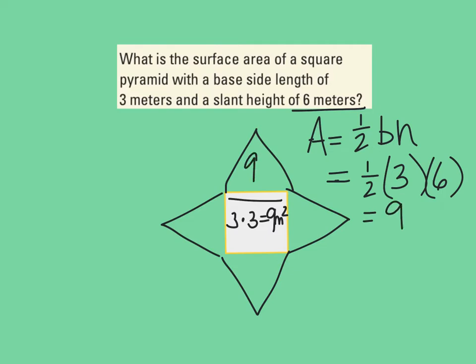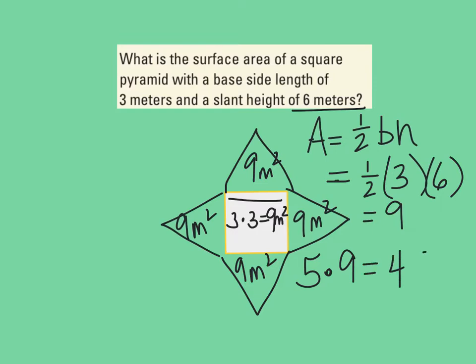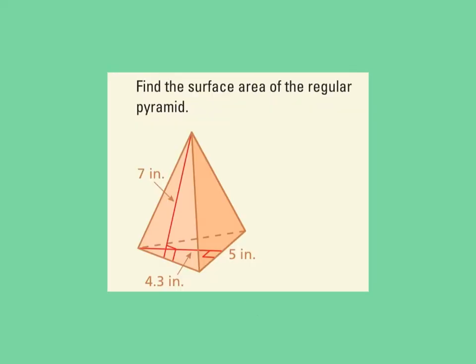Since we have 4 of those, 9 meters squared, 9 meters squared, 9 meters squared. We really can look at this as having 5 times 9 because our square also has that area of 9. So 5 times 9, our total surface area is 45 meters squared.